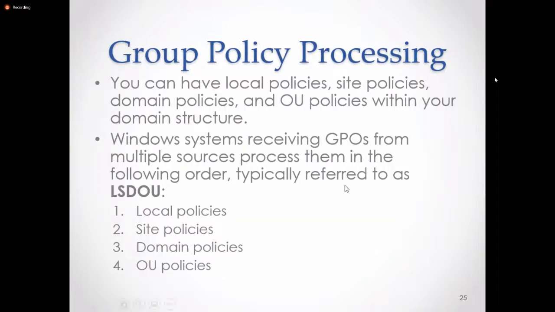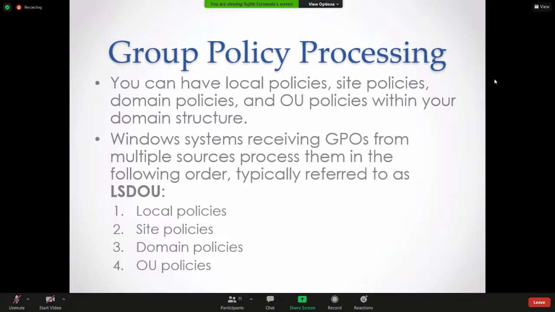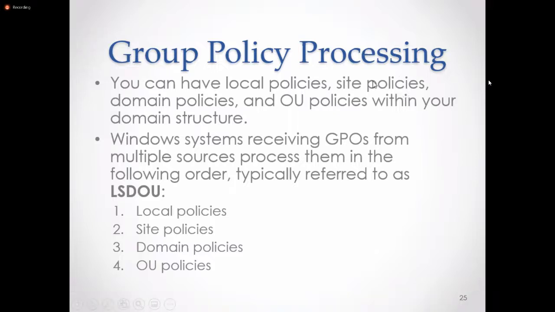So how is this group policy processing happening? Okay, so you can have local policies, site policies, or domain policies, right? And then OU policies. These are different types of policies which apply to different levels. So site-wide policies will apply to the whole site. I showed you that we can separate sites, right? Then domain policies will definitely apply to the whole domain.